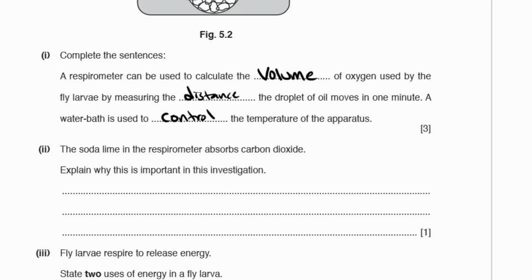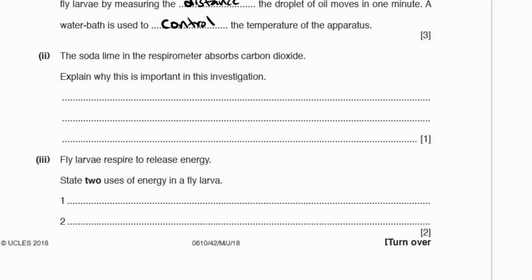There we go, that's 3 marks. The soda lime in the respirometer absorbs carbon dioxide. Explain why this is important in the investigation. Well, basically, if you didn't have something absorbing the carbon dioxide, the oxygen would be used up, but the volume of gas would be replaced because carbon dioxide would be being produced. You wouldn't really be able to see any difference.